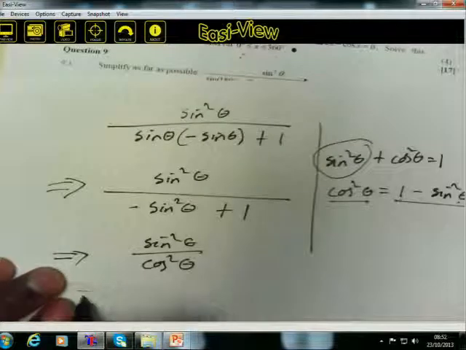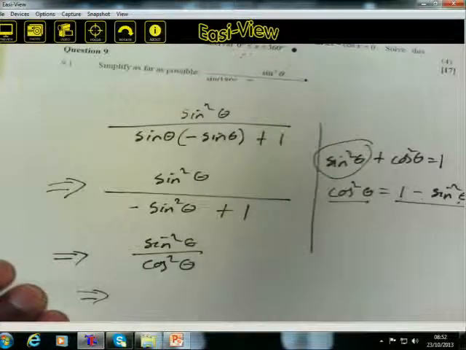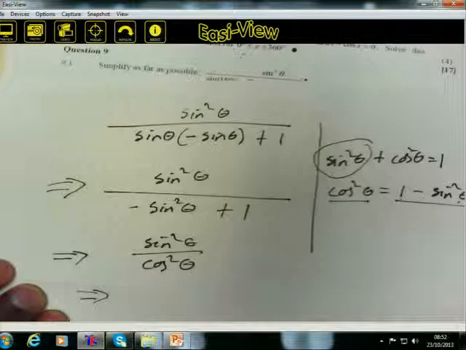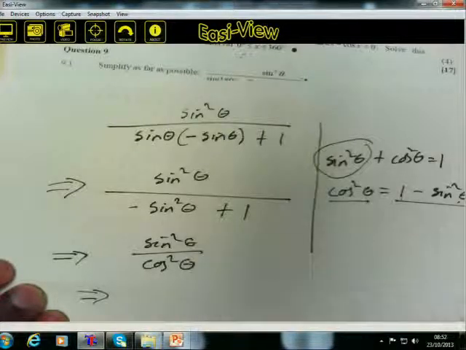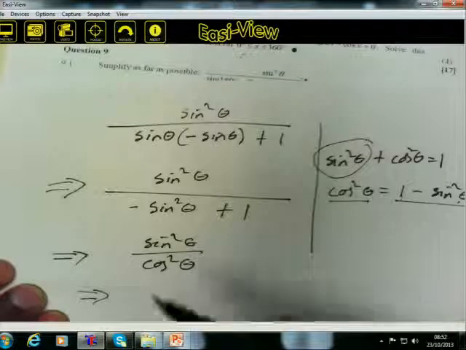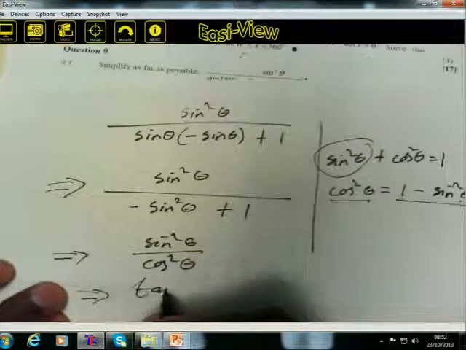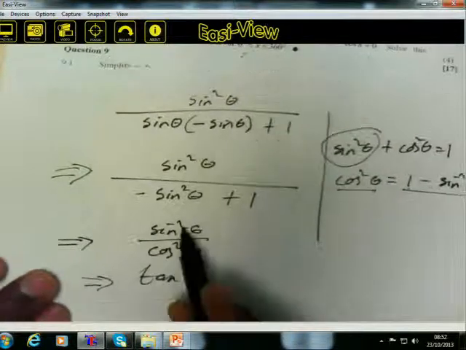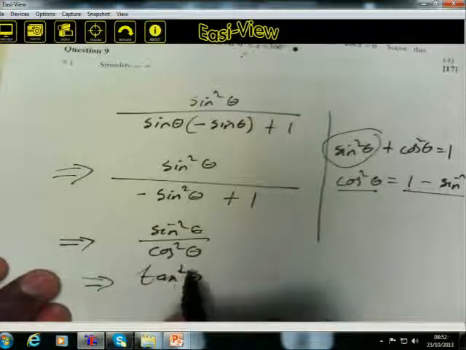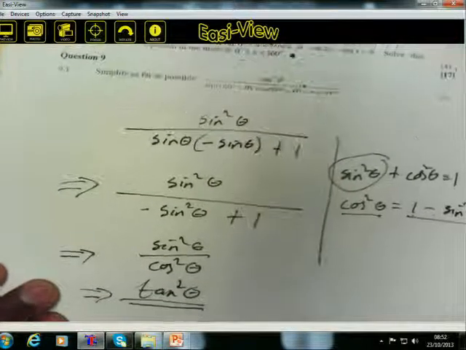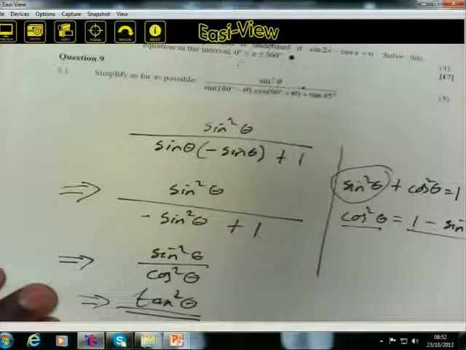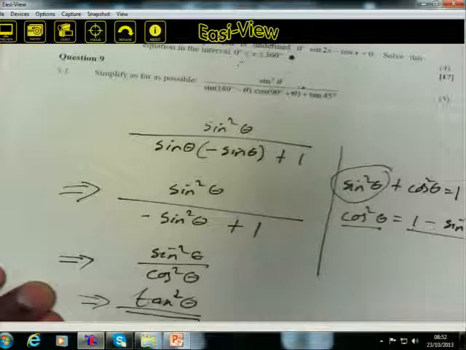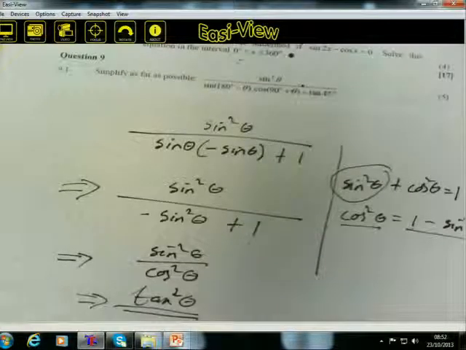Now this also leads us to another fundamental identity. Sine over cos, remember that fundamental identity, is equal to the tangent of theta. But because it's sine squared and cos squared, it means tangent theta will also be squared. The question stated, simplify as far as possible. This is how we have simplified this one. Did you get it right?